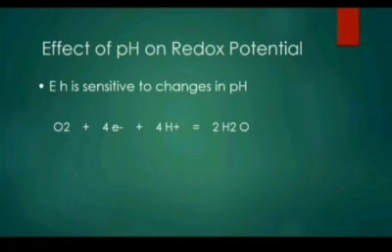Effect of pH on redox potential. EH is sensitive to changes in pH, so O2 will take 4 electrons, and we will further add 4 hydrogen, so it will give 2 water molecules.